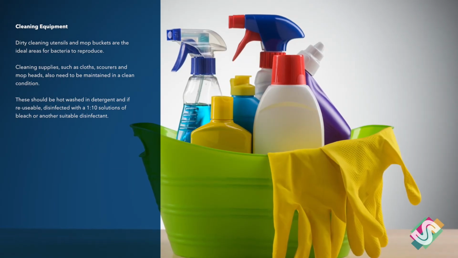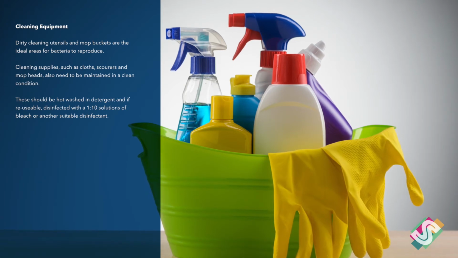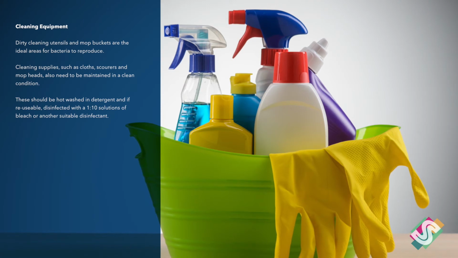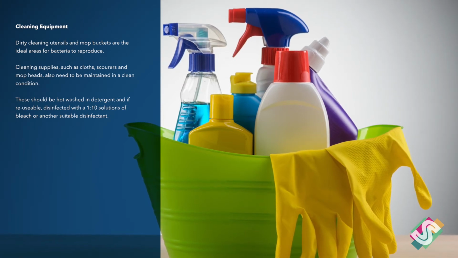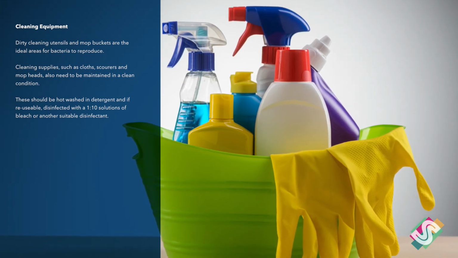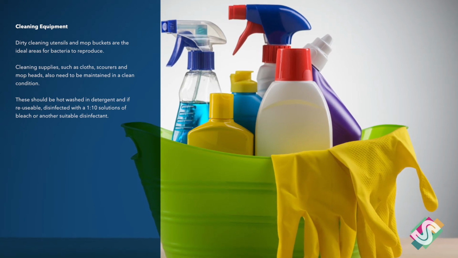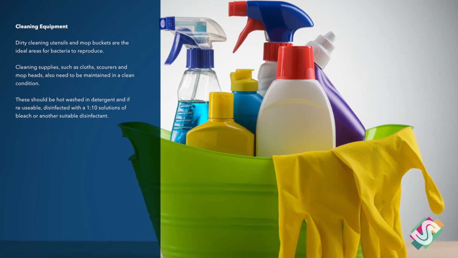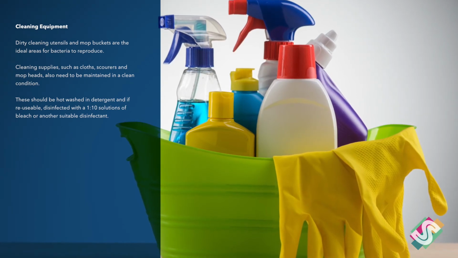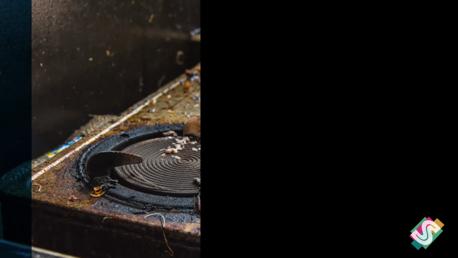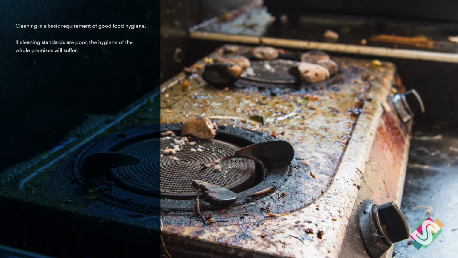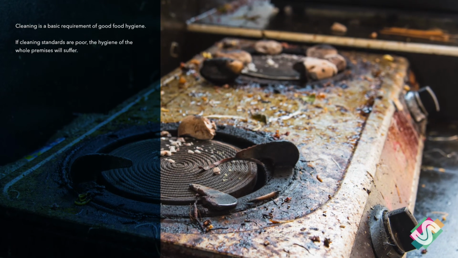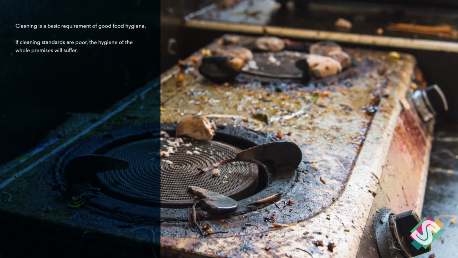Cleaning equipment. Dirty cleaning utensils and mop buckets are the ideal areas for bacteria to reproduce. Cleaning supplies, such as cloths, scourers and mop heads, also need to be maintained in a clean condition. These should be hot washed in detergent, and if reusable, disinfected with a 1 to 10 solution of bleach or another suitable disinfectant. Cleaning is a basic requirement of good food hygiene. If cleaning standards are poor, the hygiene of the whole premises will suffer.